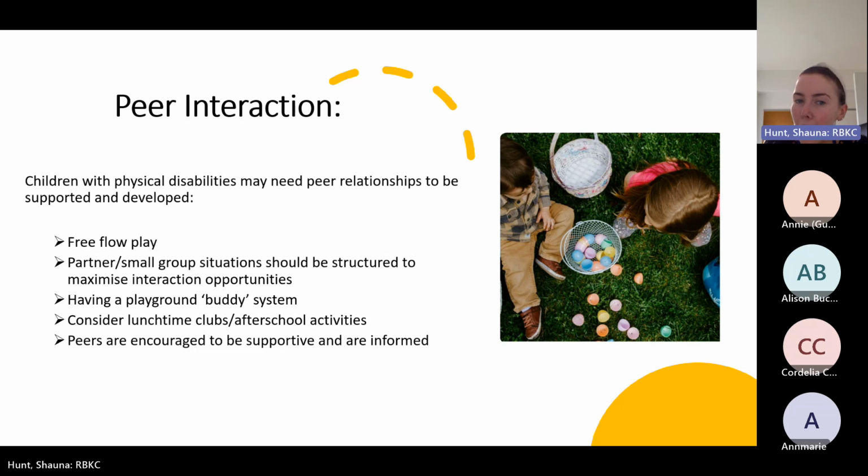Okay, so thinking about the area of peer interaction. Children with physical disabilities may need peer relationships to be supported and developed. We can do this by providing inclusive opportunities, things like free flow play, by setting up small groups or small partner situations to maximize those interactions, and by having a playground buddy system. That can reduce the isolation and expand the social circles for pupils who find this difficult.